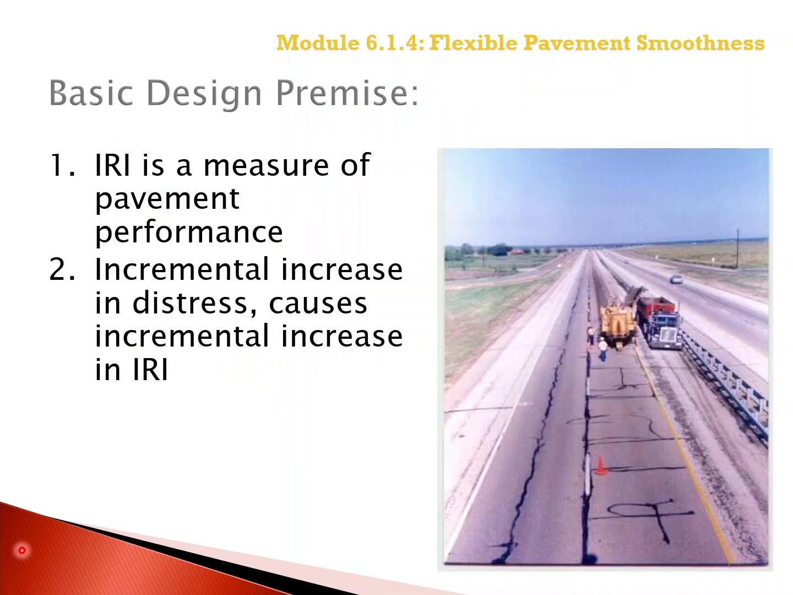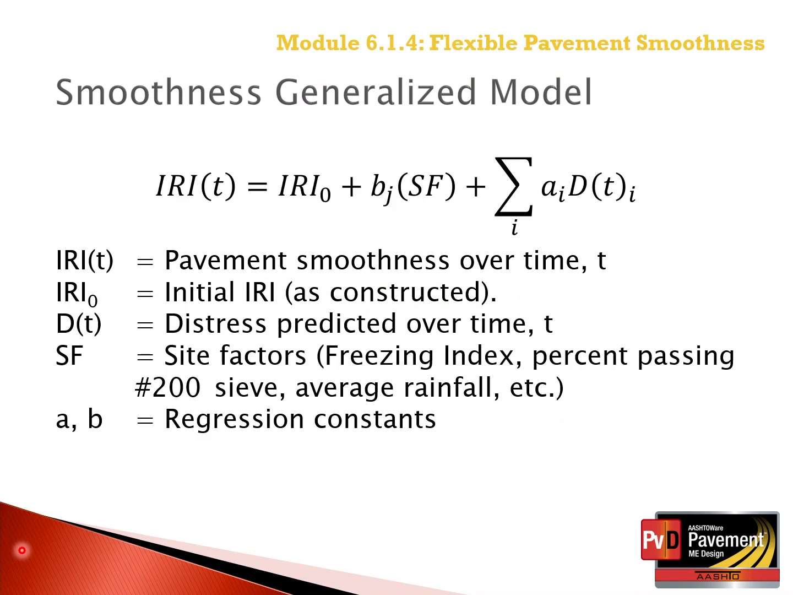The design premise for predicting increases in IRI from the time of construction is the same as for jointed plain concrete pavements and continuously reinforced concrete pavements. The only difference is that different distresses are used and the site variables are different. The smoothness generalized model or regression equation is displayed on this slide.